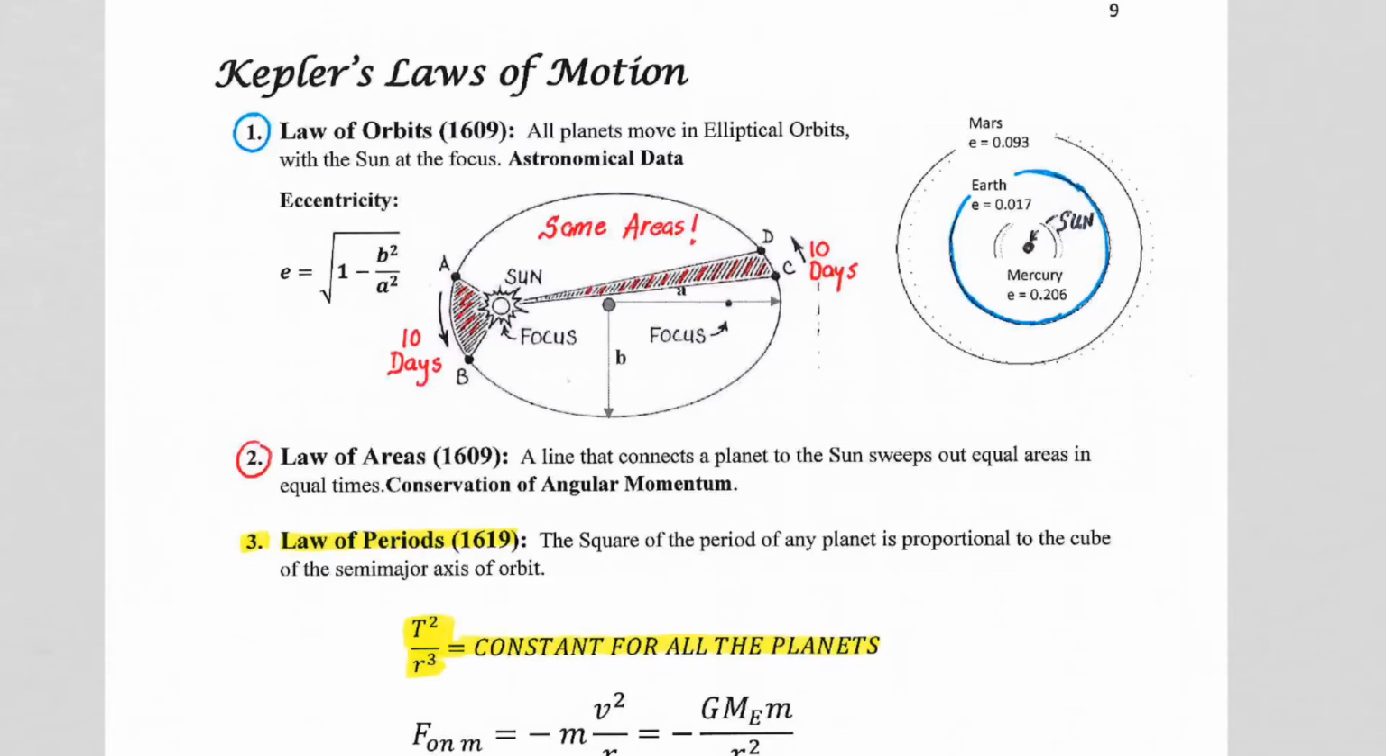Kepler's laws of motion. Kepler's laws of motion are of great historical importance because of what they initiated. Basically, Kepler took the astronomical data of the famous Danish astronomer Brahe and did the mathematics on that data to show these three laws.